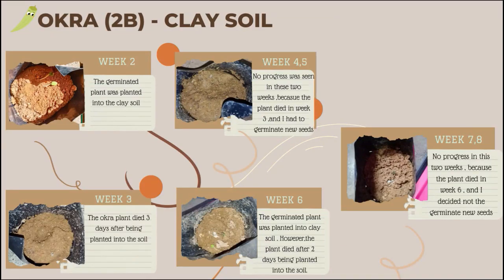In the beginning, I planted 2 germinated seedlings of okra into the clay soil and it died 3 days after being planted into the soil. While in week 6, I planted another 2 new seedlings into the clay soil. Then the same thing happened in which the seedlings died 2 days after being planted into the clay soil. The seedlings died with a height of 6.1 cm.